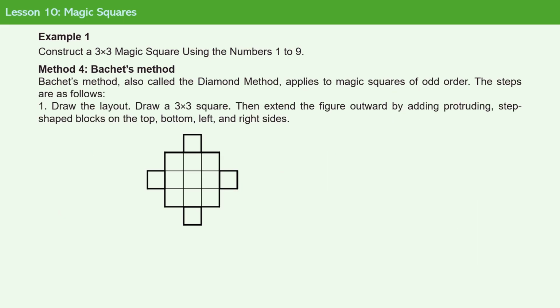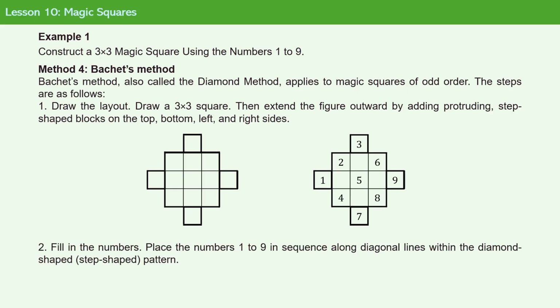Method 4, Bachet's method. Bachet's method, also called the diamond method, applies to magic squares of odd order. The steps are as follows. First, draw the layout. Draw a 3x3 square. Then extend the figure outward by adding protruding, step-shaped blocks on the top, bottom, left, and right sides.